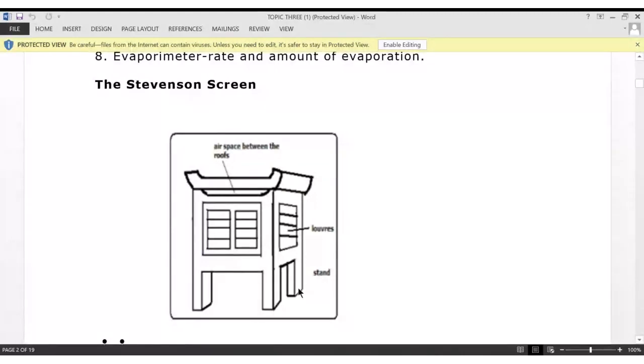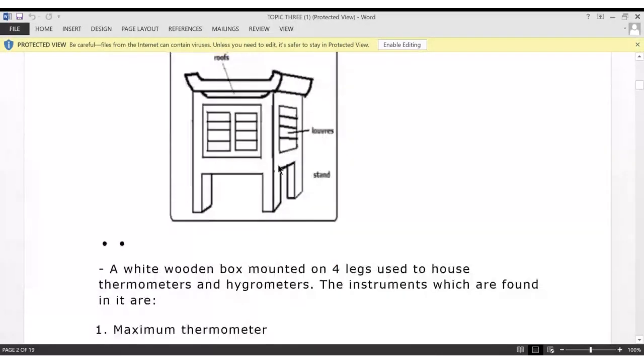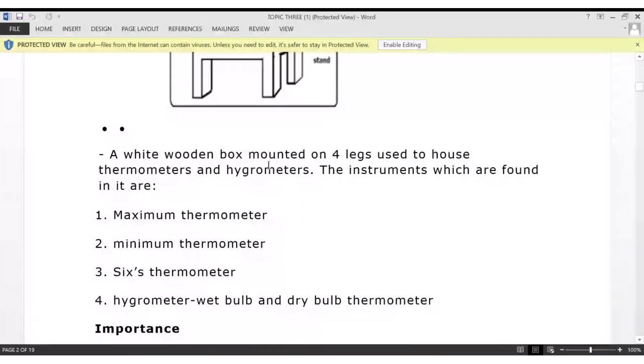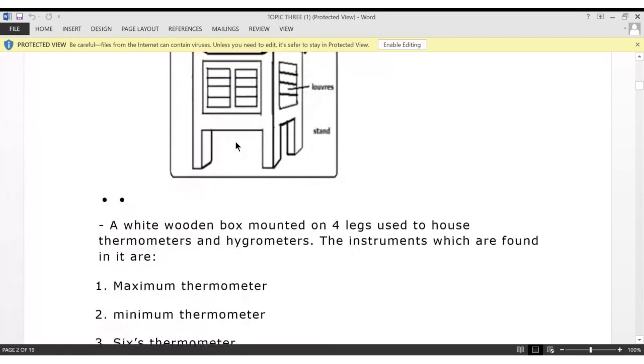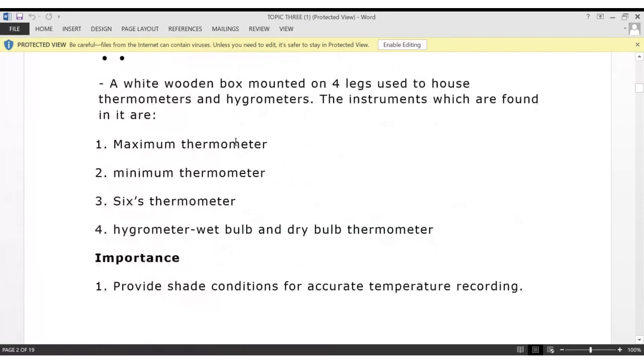Let us look at the structure. It has a stand, louvers, and air spaces between the roofs. So let us look at the function of each. The louvers allow the flow of air inside well, and the stand prevents it from rotting or being eaten by rodents down here. And the airspace ensures that there is flow of air inside the Stevenson screen.